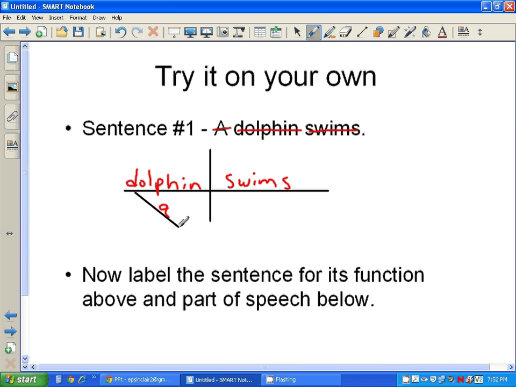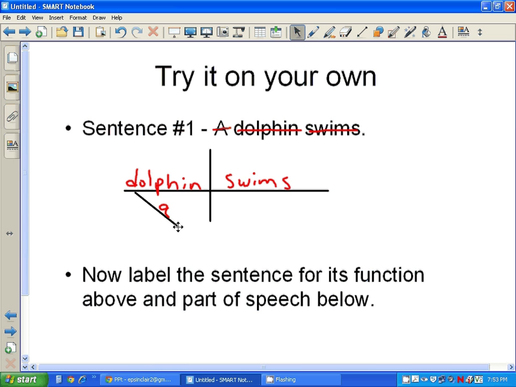If we look at the bottom half here, it says now label the sentence for its function above and part of speech below. So let's look at that first. Let's do the functions. I'll do the functions in blue. Why not?